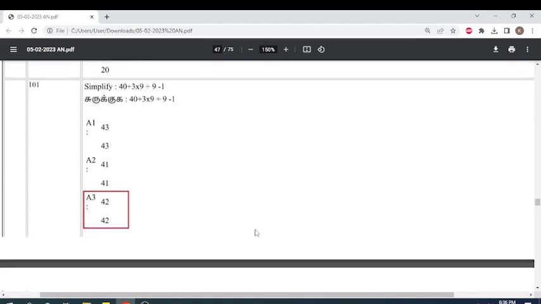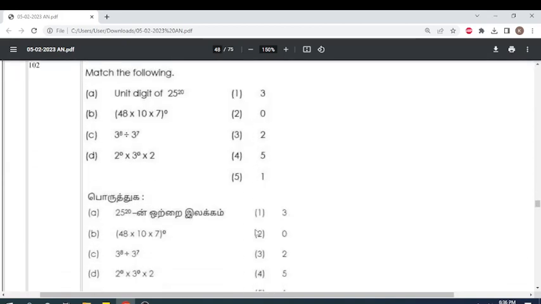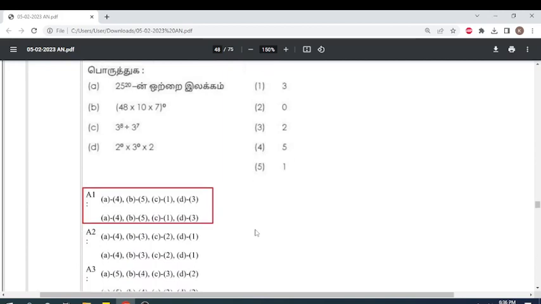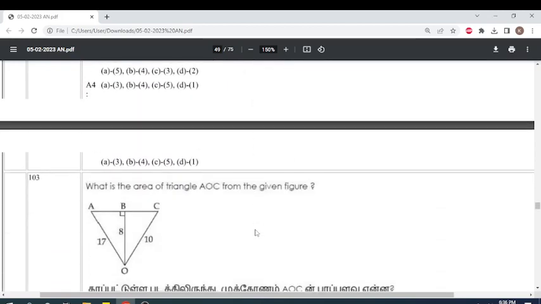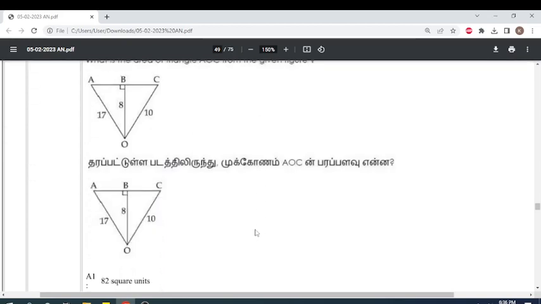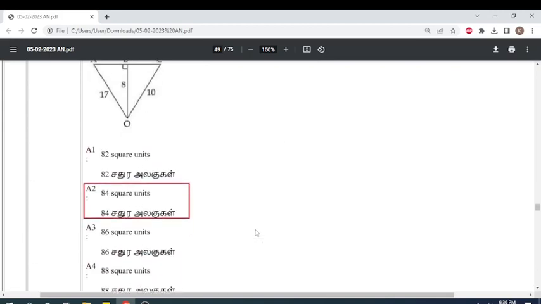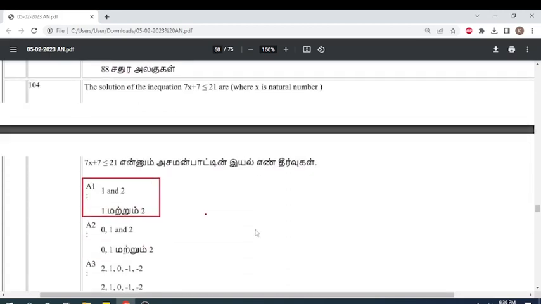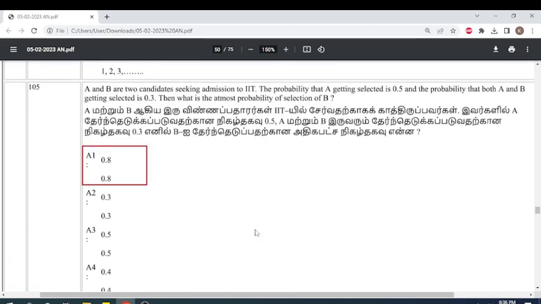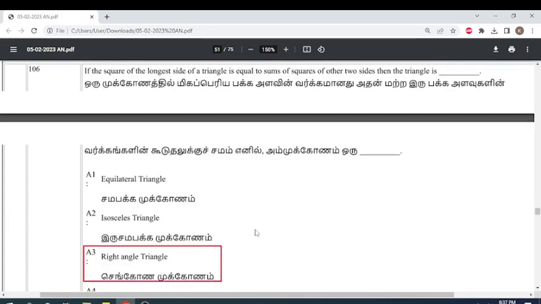101 question answer A3. 102 question answer A1. 103 questionக்கான answer A2. 104 questionக்கான answer A1. 105 questionக்கான answer A1. 106 questionக்கான answer A3.